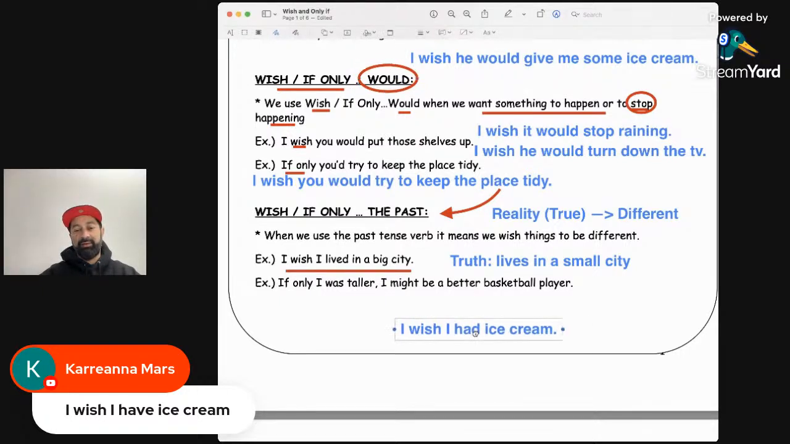But the bottom one, let's just imagine you are home alone. You're like, oh, I really want ice cream. There's no ice cream here. I have no ice cream in the refrigerator. So I wish I had ice cream. You want the reality to be different. Does that make sense, Karina? Let me know if you understand.